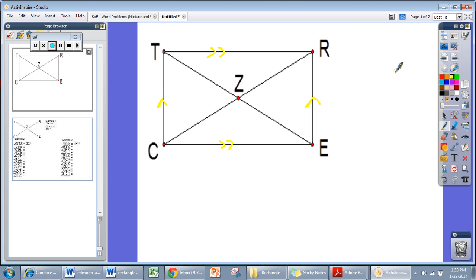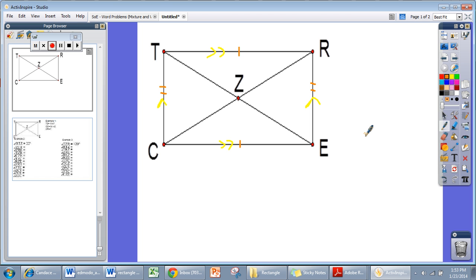Your opposite sides are congruent, so we're going to use our tick marks. Boom, boom. 2 of them, and 2. The other thing that we have to remember about a parallelogram is your opposite angles are congruent, so C and R and T and E.